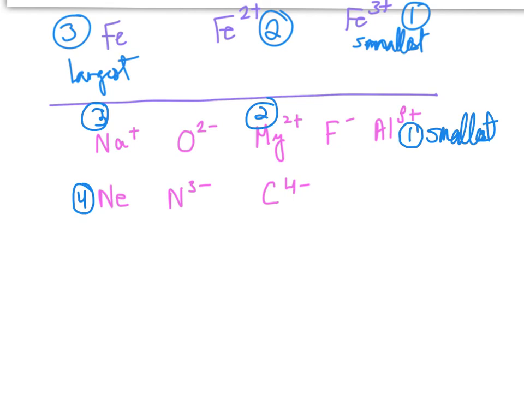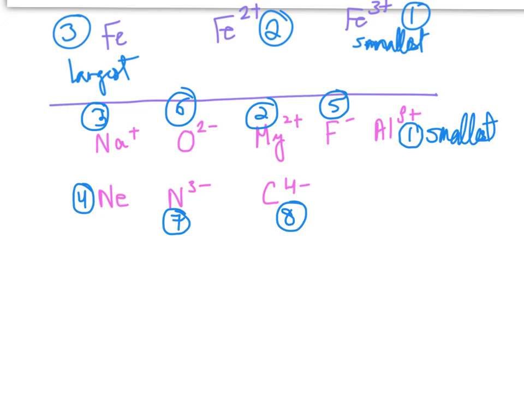Followed by fluorine. It has 9 protons. Then oxygen with 8 protons. And then nitrogen with 7 protons. And then finally carbon with 6 protons.